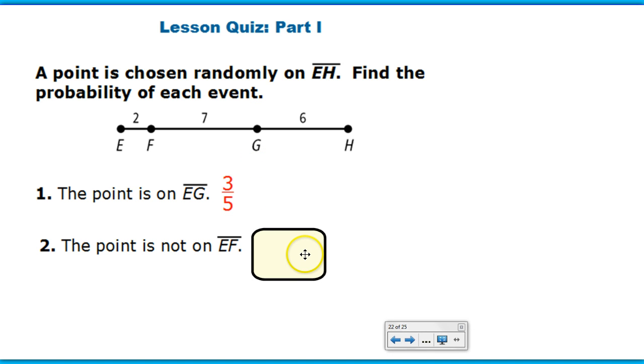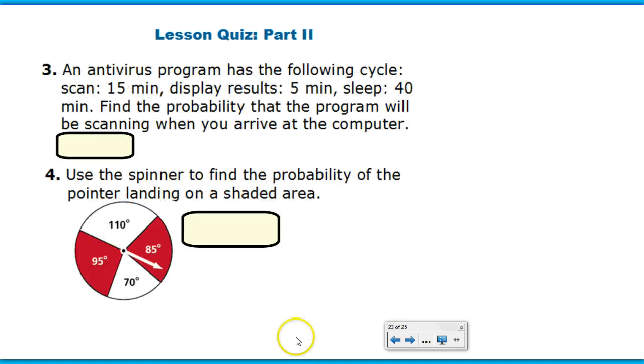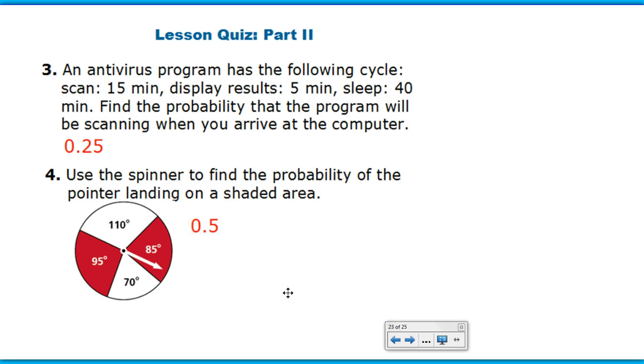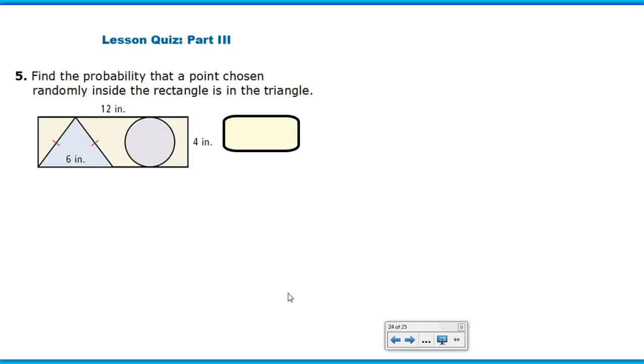Point on EG, 3/5. Point not on EF, 13/15. Find the probability that the program will be scanning when you arrive at the computer. This is kind of like our light question, and it's 0.25. And the probability of landing in the shaded area, 95 plus 85 over the 360, or 0.5. And the probability that a point chosen randomly inside the rectangle is in the triangle. So we have area of the triangle over the entire area of the rectangle, which is 48 inches squared. And we have 0.25. Excellent, good job.